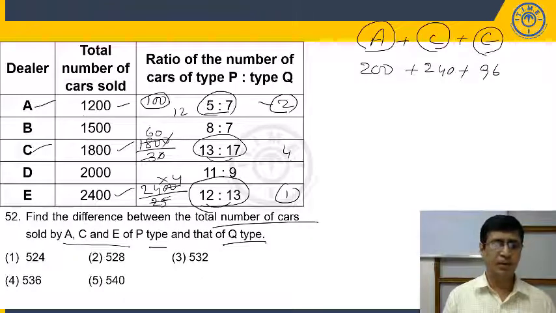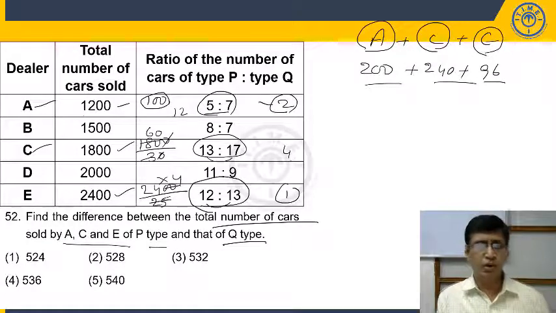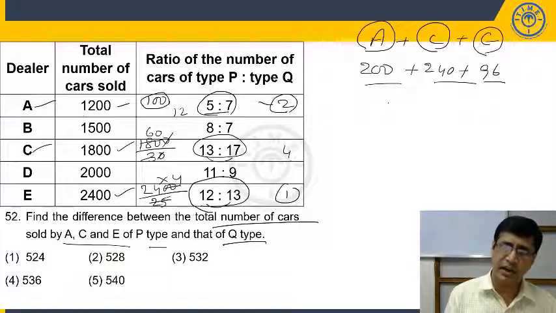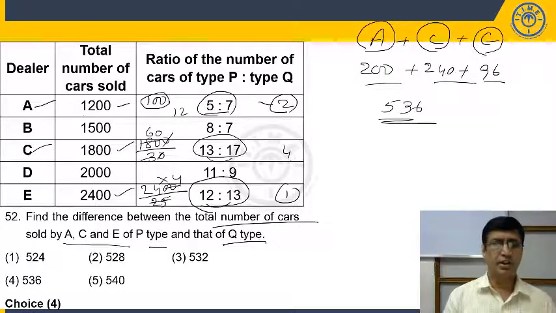So what is being asked here? Find the difference between the total number of cars. The total number of cars means the sum of all these differences is the answer. So 200 plus 200 is 400. 40 plus 90 is 130, plus 6 is 136. So what is the result? 400 plus 136 is 536. So what is the right choice? Option number 4. Am I clear?